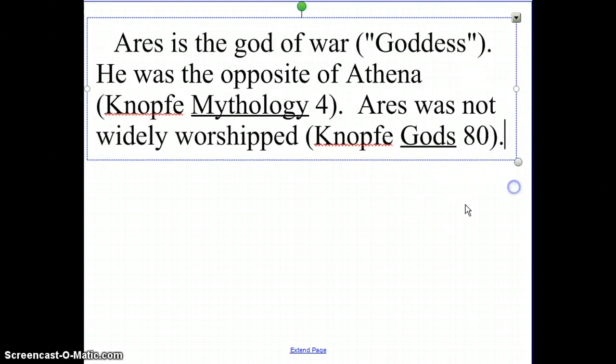Now, I'm going to let you do the last two. So if you don't know any facts about Aries, you can write whatever fact you want to about anything in Greek mythology, school appropriate, of course. And when you are done, put your name on it, bring it up, and I will check it. And if it's not perfect, guess what? You have to redo it. All right, good job.